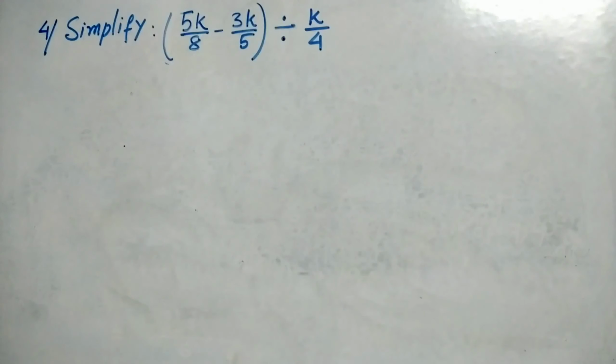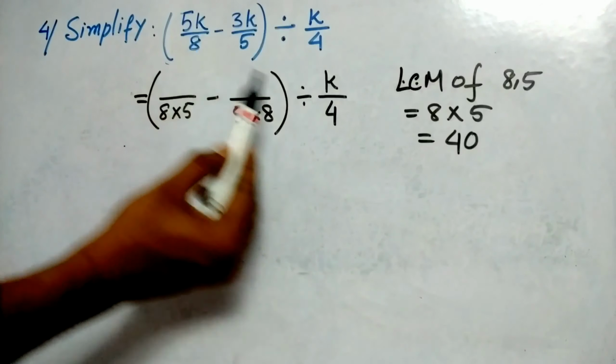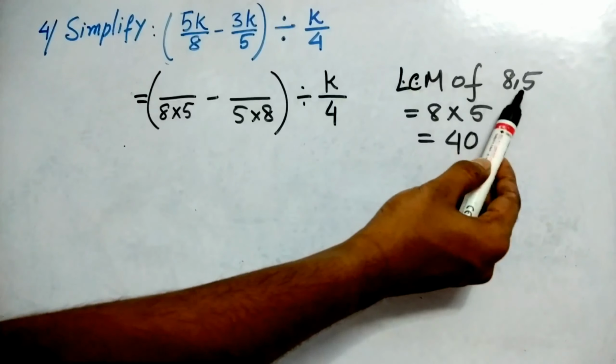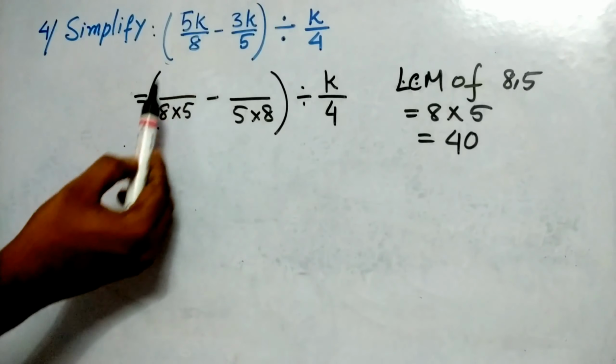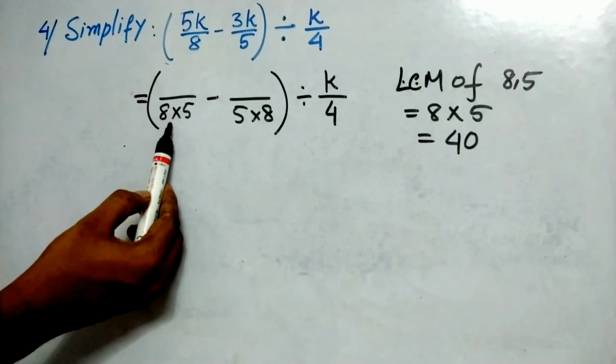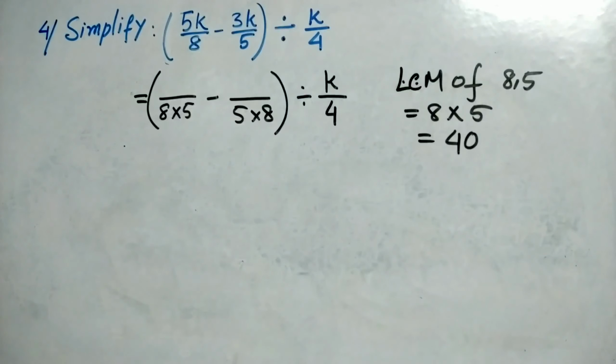Our next and last question is: simplify (5k/8 - 3k/5) ÷ k/4. As we know, by BODMAS we have to go for the bracket first, therefore we have to simplify this one, and to do that we have taken the LCM of 8 and 5. Because 8 and 5 are prime to each other, their LCM is 8 into 5, that is 40. Now we are converting the denominators into 40, and to do that we have multiplied 8 with 5 and 5 with 8. Now let's go for the numerator.